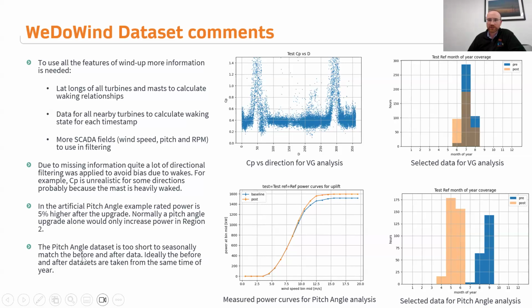And then the final one, which was a little different to the usual assessment, is that the pitch angle data set is something like 12 months in total, but the last 8 weeks are the upgrade. Here's the month of year distribution. The upgrade data is mainly in May and June, but because the total length of the data set is 12 months, you don't have May and June from the year before. So as a compromise, I mostly used August and September from the year before. So it's close to seasonally matched, but not quite.